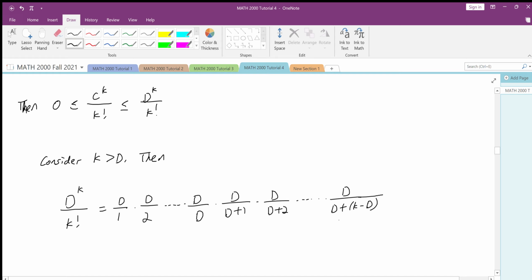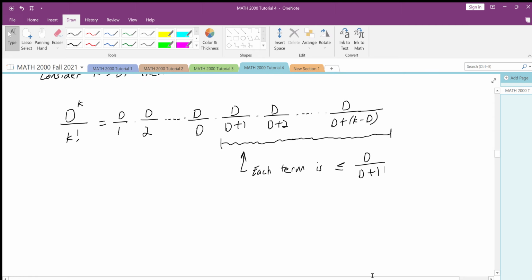Okay. So now we observe that for this portion, each term is less than or equal to d over d plus 1. And that's just obvious because the denominators are continually getting larger. And we have k minus d amount of such terms.